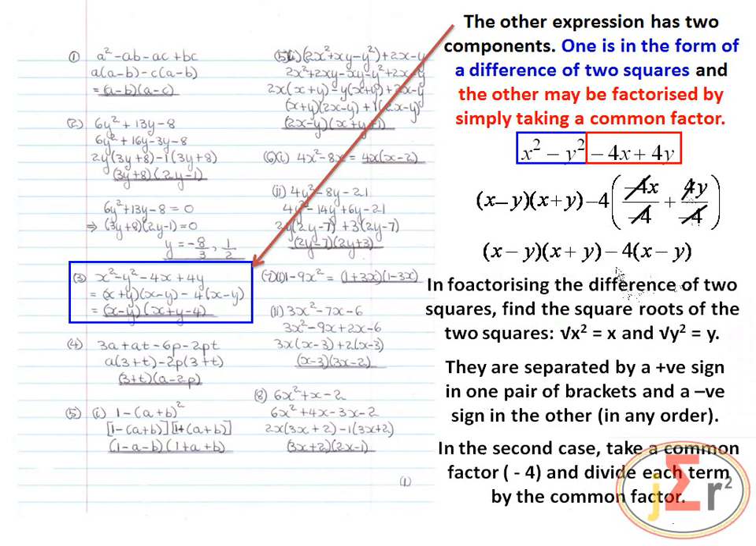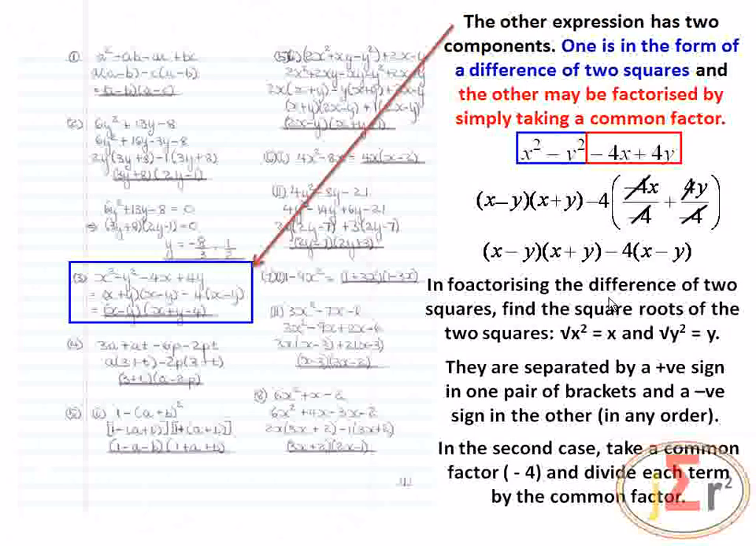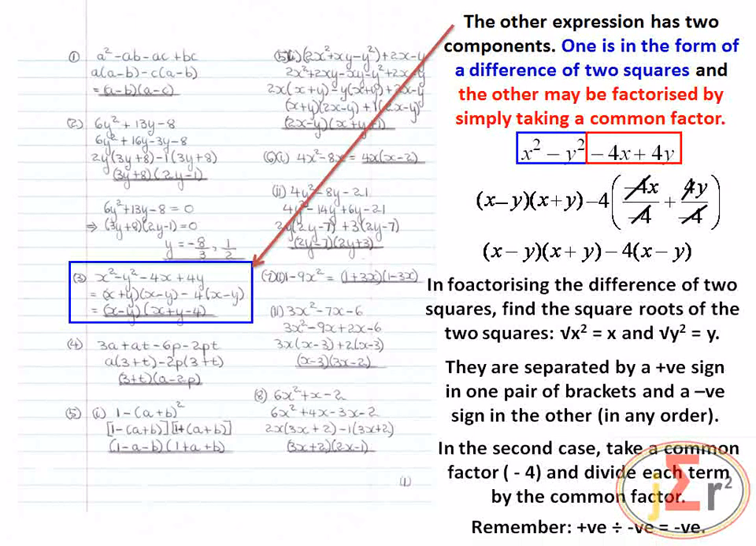So we have a positive x and a negative y. Negative into positive is negative. Yes, as we have there a reminder that positive divided by negative is equal to negative. Positive divided by negative is negative.